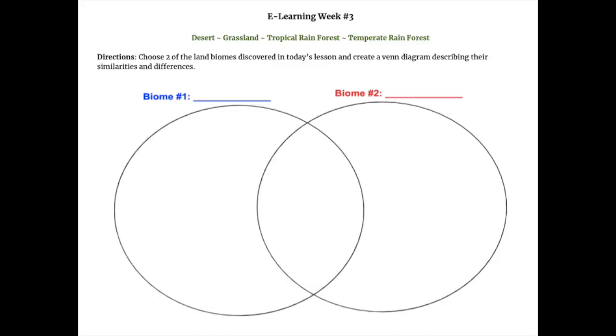Let's take a look at your assignment for this week. You are going to be creating a Venn diagram. And so you are going to choose 2 out of the 4 land biomes that were talked about in today's lesson, whether it's the desert, the grasslands, the tropical rainforest, or the temperate rainforest. And then you are going to compare and contrast the 2 of them. I would like for you to try to come up with 3 to 4 items for each category. Then, just like always, you will submit it on Canvas. Then you'll look for your journal writing, and that will be all for the week.